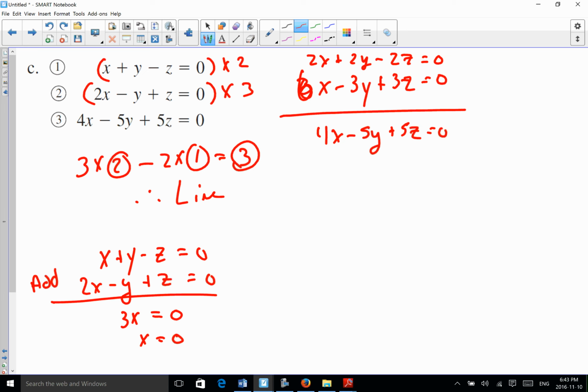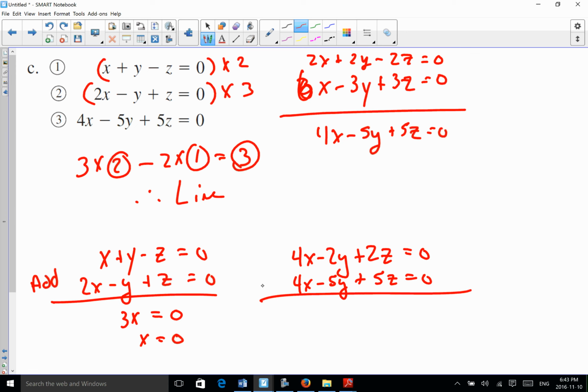So I can't get my parameter out of there, which means I need to take two other equations and use those to build the parameter part. So let's take equation 2. Let's double it. So we'll get 4x minus 2y plus 2z equals 0. And then we can use equation 3. I want to use a different combination than I used the first time. So I used 1 and 2 the first time, now I'm using 2 and 3.